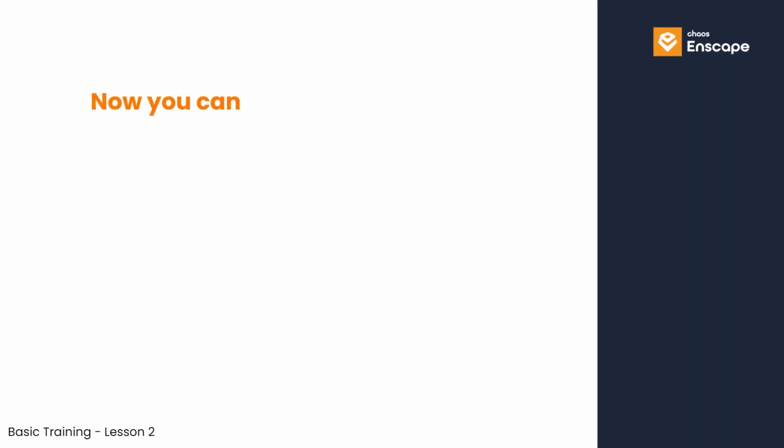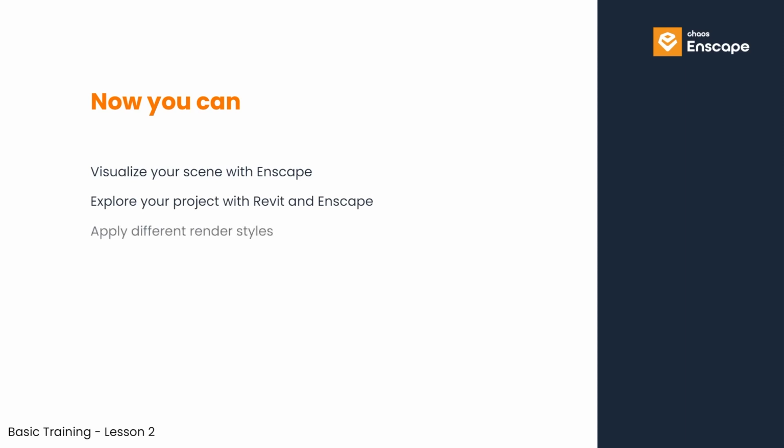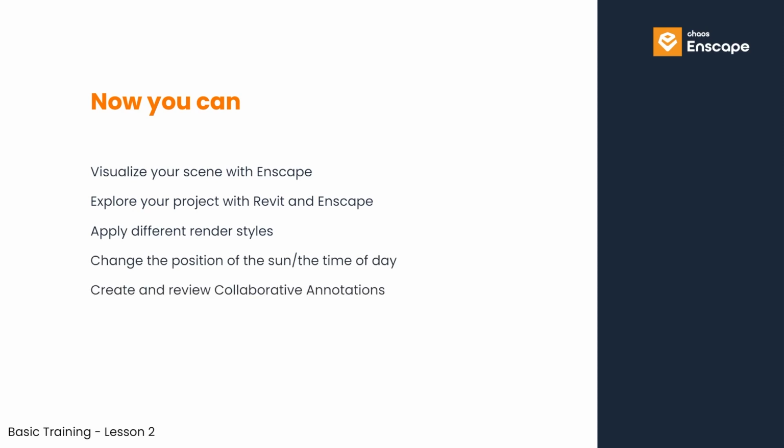Congratulations! You made it! You should now be able to visualize and explore your Revit model with Enscape. Apply different render styles like the light view and polystyrol mode. You know how to change the sun angle both in Revit and Enscape, and you can now take notes directly in Enscape using the Enscape Collaborative Annotations. Also, you have learned how to create renderings or screenshots using Enscape. You can always go back to the video if something is unclear. If everything is clear so far, let's continue learning how to render sophisticated images in Lesson 3.